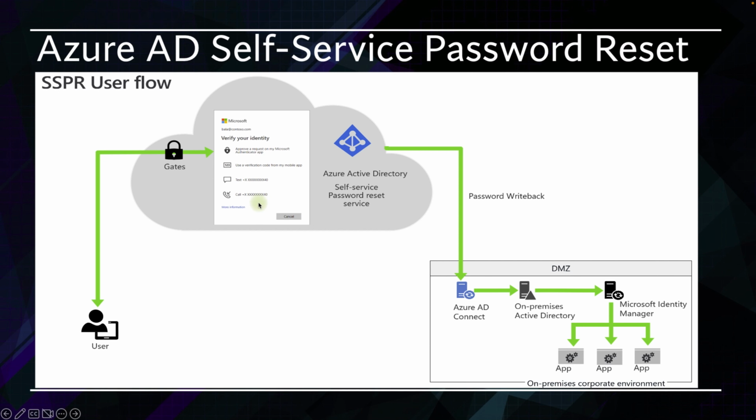Once they have done that, they are prompted with a different screen where they can reset their password. If you are using on-prem Active Directory, as I was saying before, it initiates a call to your Azure AD Connect, which then writes the password back to your on-prem Active Directory. So there is no IT staff involved in all that.